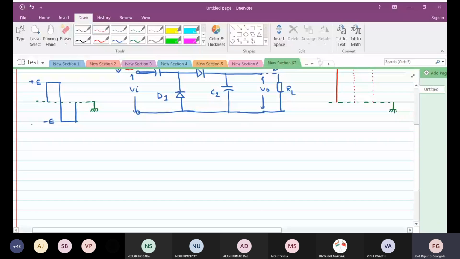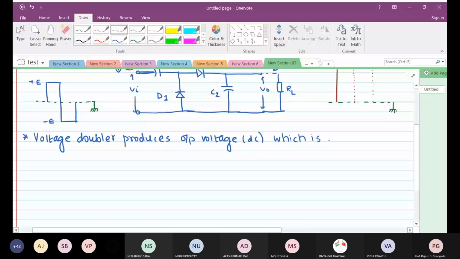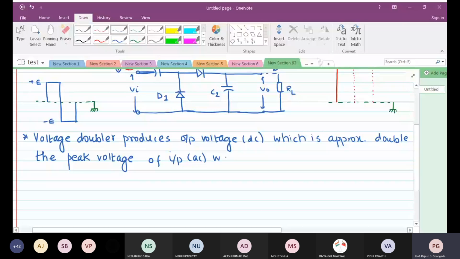Okay. So first of all, the voltage doubler produces output DC voltage, which is approximately double the peak voltage of input, which is an AC waveform. Okay?